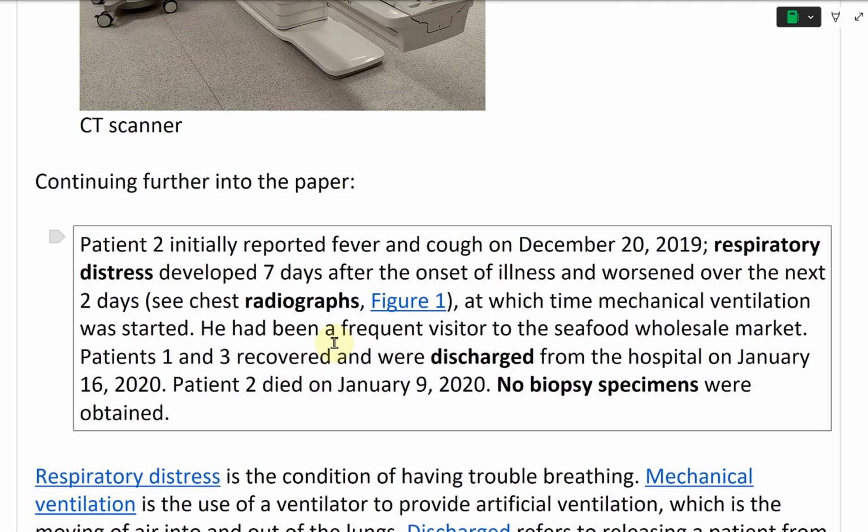And patients 1 and 3 recovered and were discharged from the hospital on January 16, 2020. And patient 2 died on January 9, 2020. And no biopsy specimens were obtained. I believe this is for all of the patients.